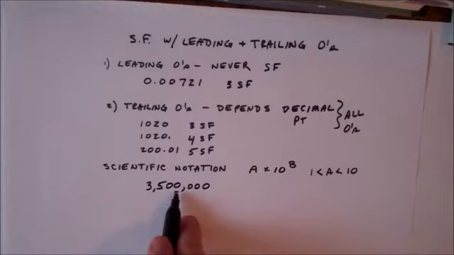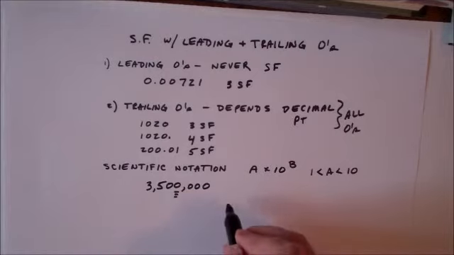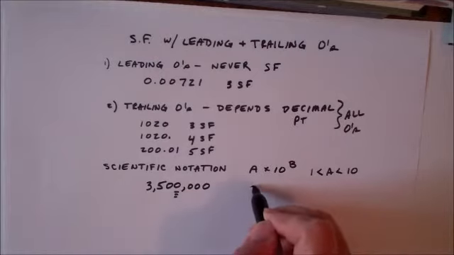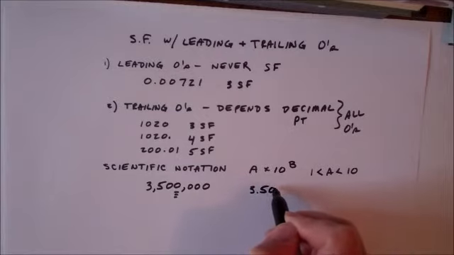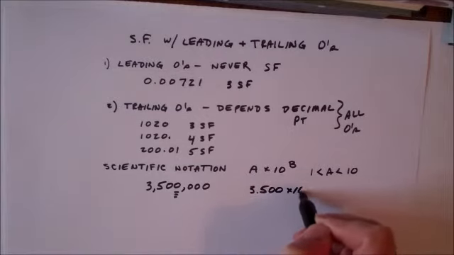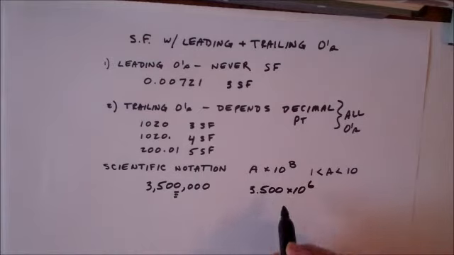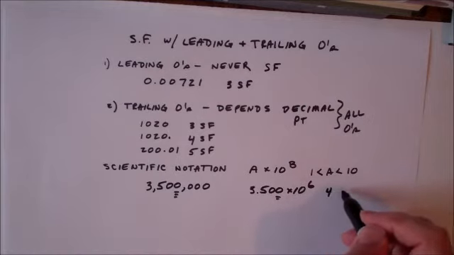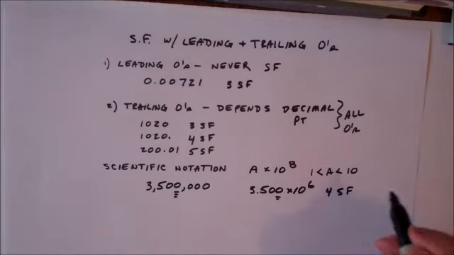So to represent this, for instance, to 4 significant figures, we could write this as 3.500 times 10 to the 6th, and this would indicate that all of these digits here are significant, so this would have 4 significant figures.